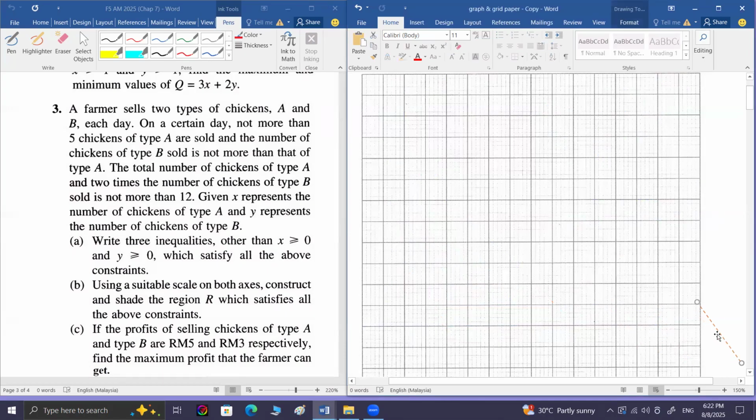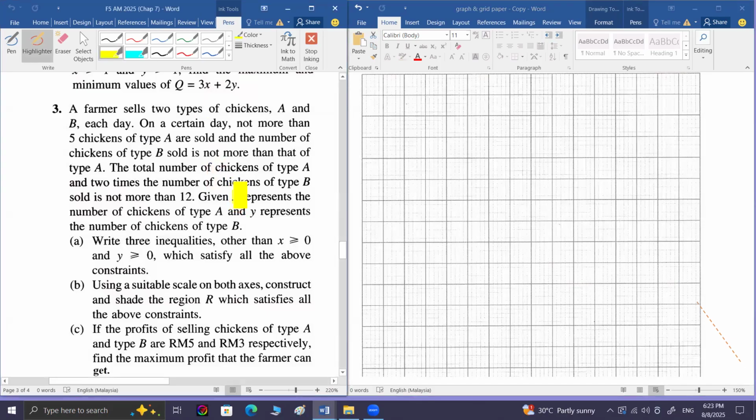A farmer sells 2 types of chickens, A and B, each day. On a certain day, not more than 5 chickens. Wait, when I read this one, I have to see the conditions. X represents the number of chickens of type A. See? Y represents type B. So now we go one by one, class. Listen carefully. How are you going to form this?